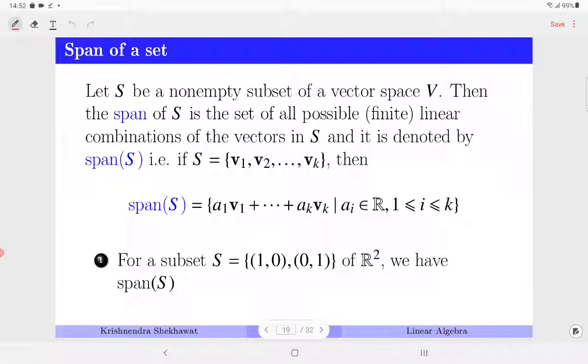If you consider the set S equal to {(1, 0), (0, 1)}, then try to compute span S. So span S is A times (1, 0) plus B times (0, 1), where A, B are real numbers. That gives you (A, B) for all A, B belonging to R, which means span S is equal to the set R square.